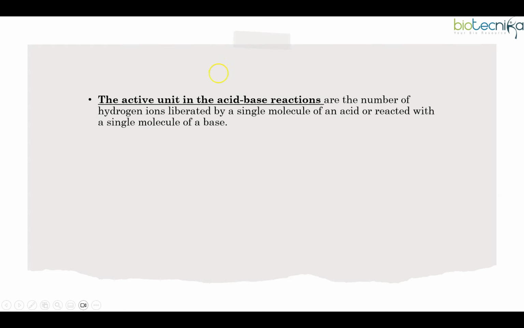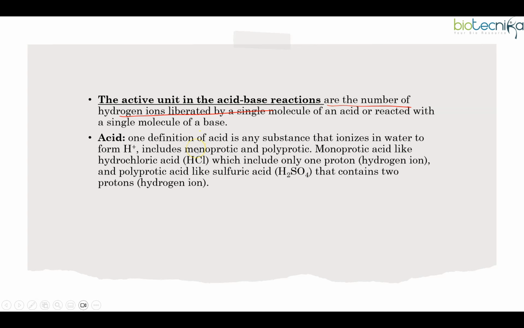Okay. For example, the active unit in an acid-base reaction is the number of hydrogen ions which are released by a single molecule of an acid or reacted with a single molecule of base. That is what the active unit is. For example, we know acid is something which gives away H plus in water. If you use a monoprotic acid like HCl, it gives away only one proton. So the HCl active unit is 1. That means for HCl, molecular mass and equivalent mass are the same, which means its molarity will be equal to normality.